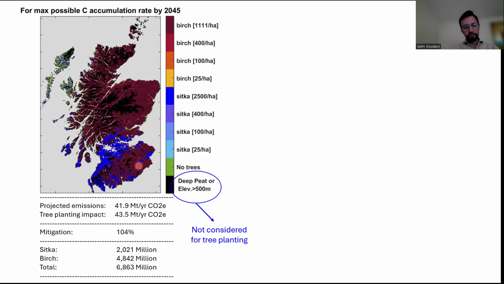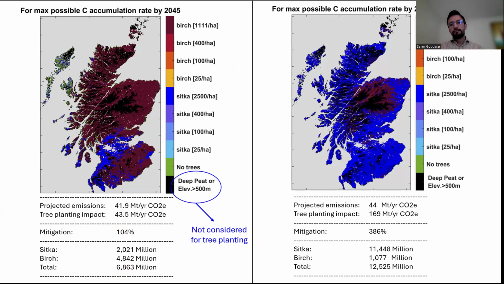But the point of this exercise is to calculate the theoretical maximum possible impact through planting trees. It seems we can meet 100% of the Scottish emission targets by 2045 if we planted over 6.8 billion trees in Scotland, according to this pattern. But what about by 2080? If we optimize for 2080, then we get a totally different story. If we want the maximum impact by a different year, we've got to follow this pattern of plantation, and we would need over 12 billion trees to mitigate nearly 4 times the Scottish emission targets by 2080.